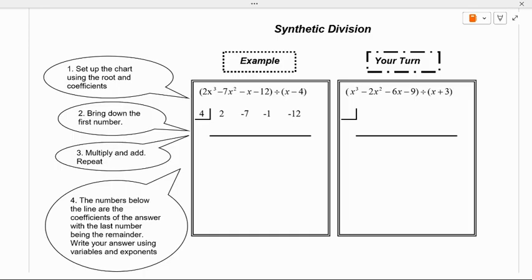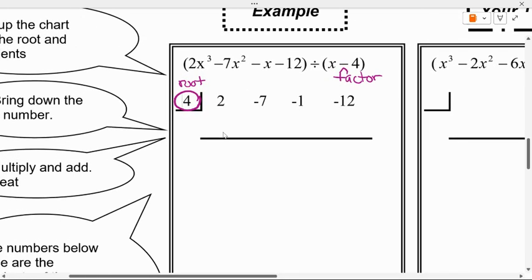I'm going to ask you, well, if the factor is x minus 4, then that means that the root is 4. We all understand that, right? This is the factor. This is the root. Remember, the root is the opposite of the factor, okay? So now I'm just going to look at the leading coefficients of each one of the terms in my polynomial. Positive 2, I write that. Negative 7, negative 1, and negative 12.